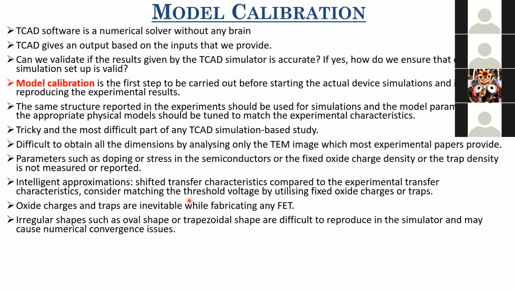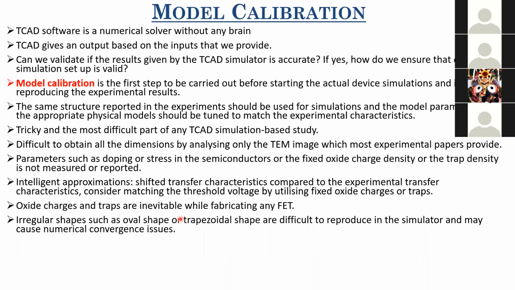The second problem comes with the geometry. When you are fabricating devices, you do not make them perfectly circular or rectangular. You intend to do it, but you can't. So you end up having irregular shapes such as oval or trapezoidal. Now most of the simulators use triangular meshing, using triangular mesh lines to connect two points. So if you have an oval or trapezoidal shape, you will end up having some acute or obtuse angle triangles during Delaunay triangulation. So reproducing such structures or shapes in a TCAD simulator is very difficult.